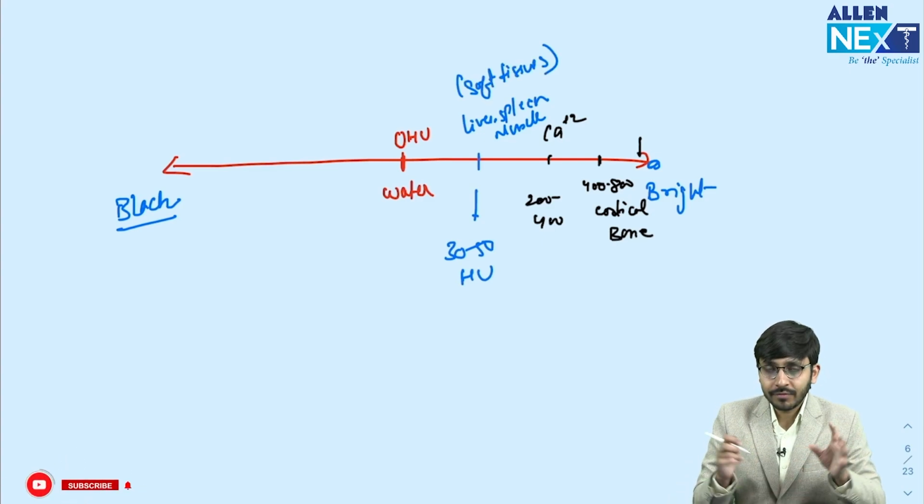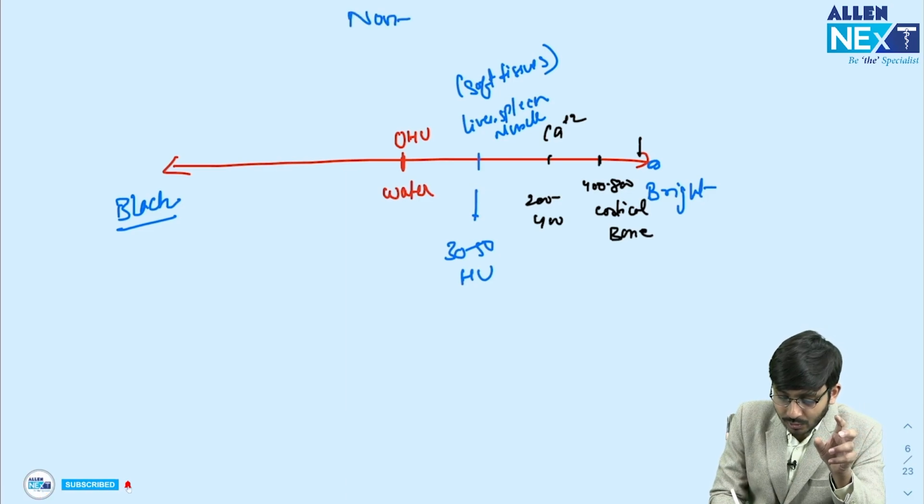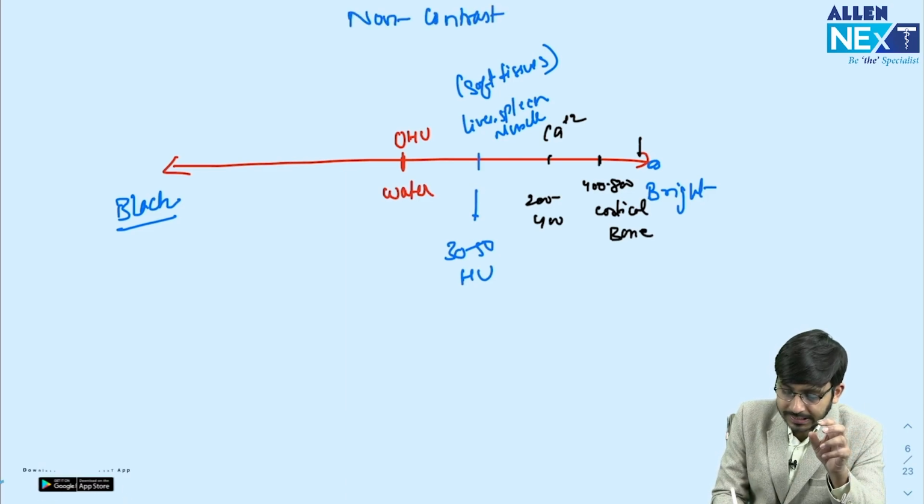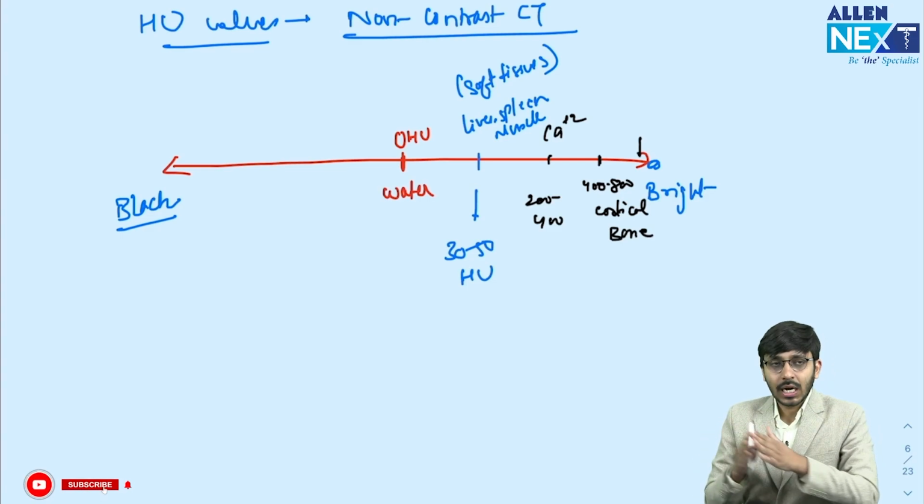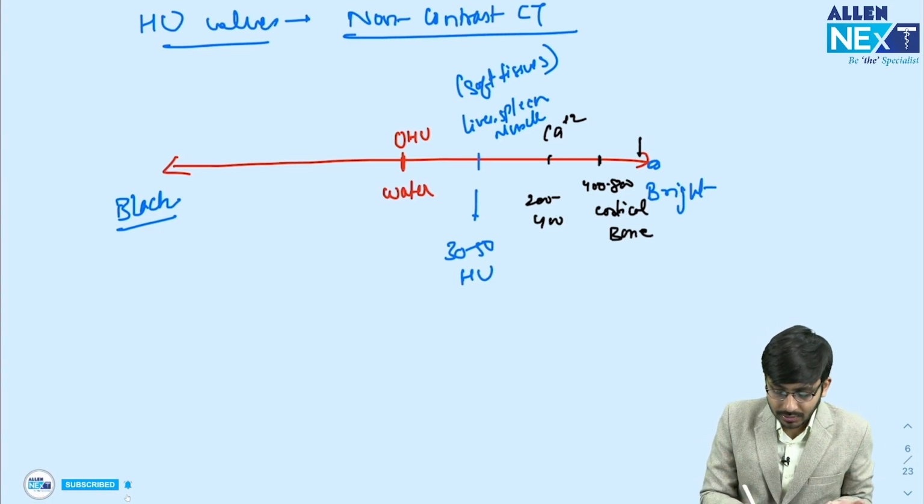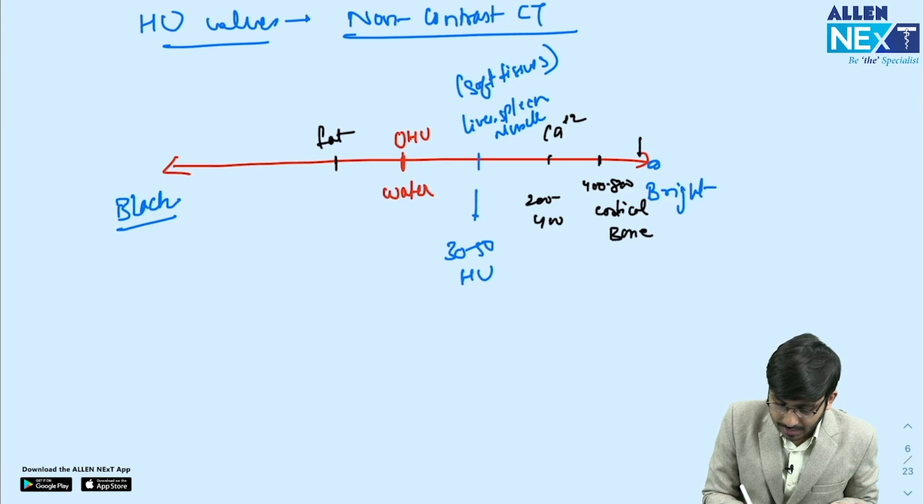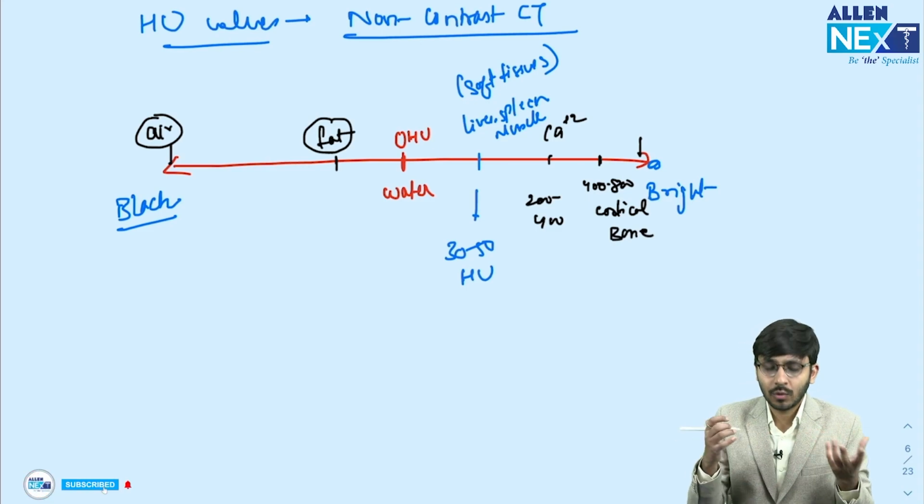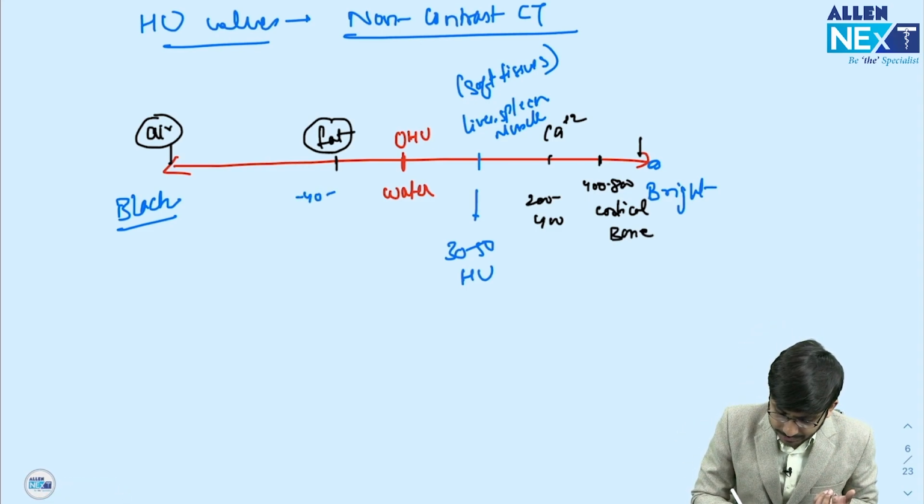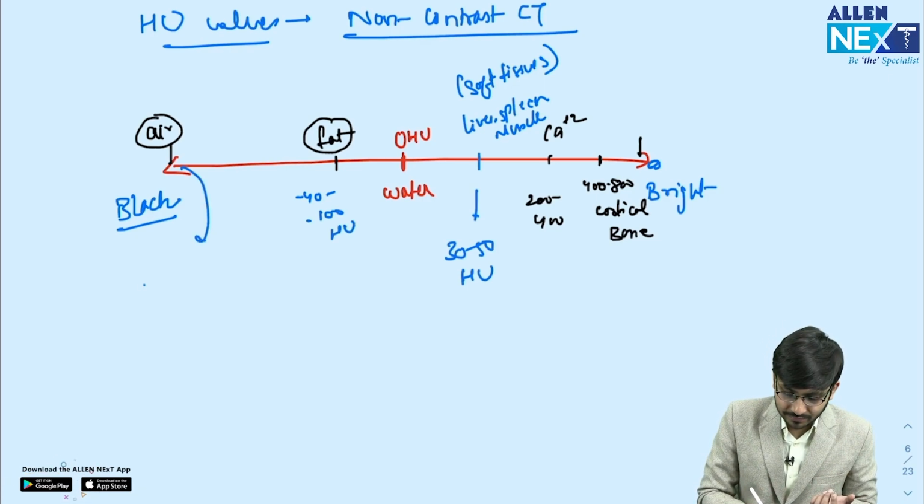And remember, we are talking about attenuation values on a non-contrast CT. These are HU values on an NCCT, right? Remember this point. Now, the objects darker than water are fat and air. These two things you have to remember, which appear black on CT. So what is the typical attenuation value of fat? Usually minus 40 to minus 100 HU, and air has an attenuation value of minus 1000 HU.